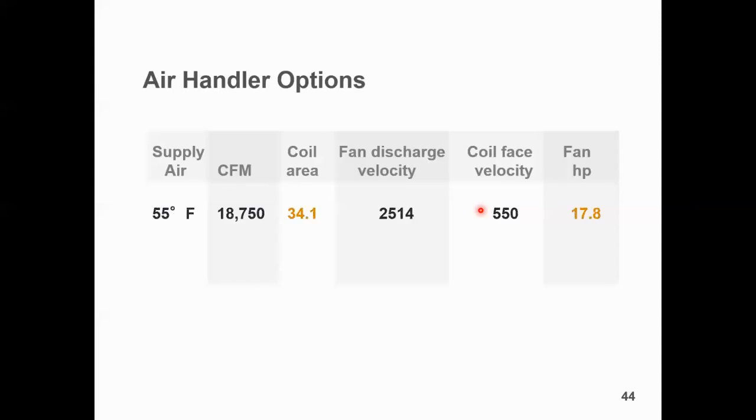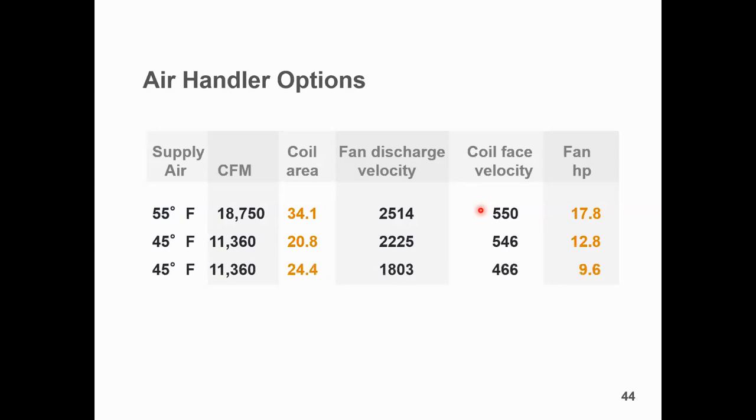This is a typical example with a 55 degree Fahrenheit air handler option, and the 45 degree option. I'll explain all these three cases. So basically with 55 degree Fahrenheit, your CFM requirement becomes close to around 18,750. So your fan HP becomes 17.8 HP.